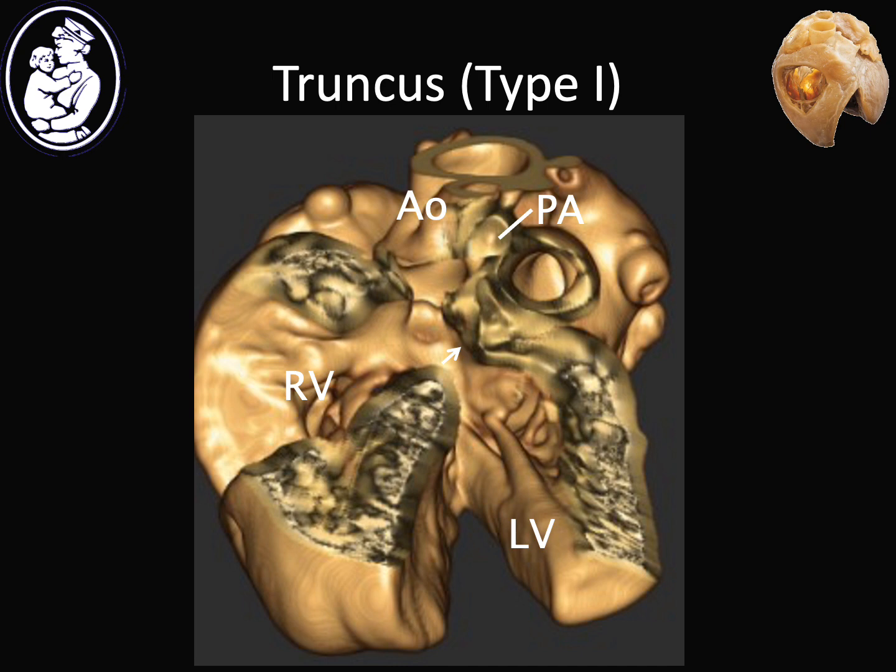This waxed heart specimen is an example of truncus arteriosus type 1, or truncus with a main pulmonary artery component. In this case, the large truncal root seen here is aligned with both ventricles. The left ventricle and the right ventricle can easily eject into the truncal root. The white arrow indicates truncal to mitral fibrous continuity, so there's no subtruncal conus in this example.